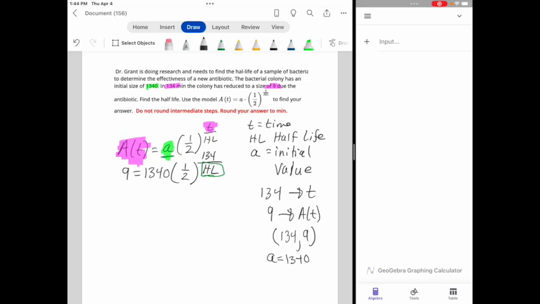Now, when you're trying to find something that is located in an exponent, the only way that you can do that by hand is to use logarithms. And so what we need to do in order to solve an exponential equation with logarithms, the first step is to get the exponential part of the equation by itself. So the first step is to get this part, that's the exponential part, it's the base with the exponent, by itself. So to do that, I'm going to divide both sides of the equation by 1,340. And then on this side, I'm left with 1/2 raised to the power of 134 over our half-life.